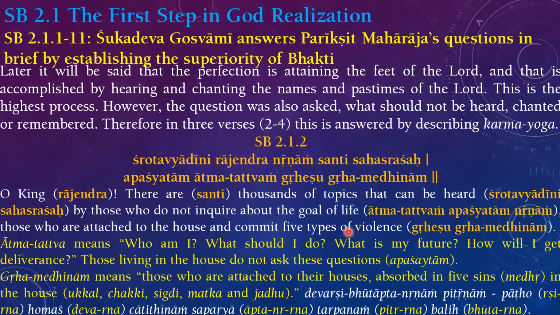Griha Medina means those who are attached to their houses, absorbed in five kinds of sins in the house. Just by staying in the home, one is supposed to commit five kinds of sins. There is no way out of these things. One will definitely, knowingly or unknowingly, compulsorily commit these five kinds of sinful activities. And the five sinful activities are connected to five items that we use in the house. Their names are given: Ukkal, Chakki, Sigdi, Matka, and Jadu.